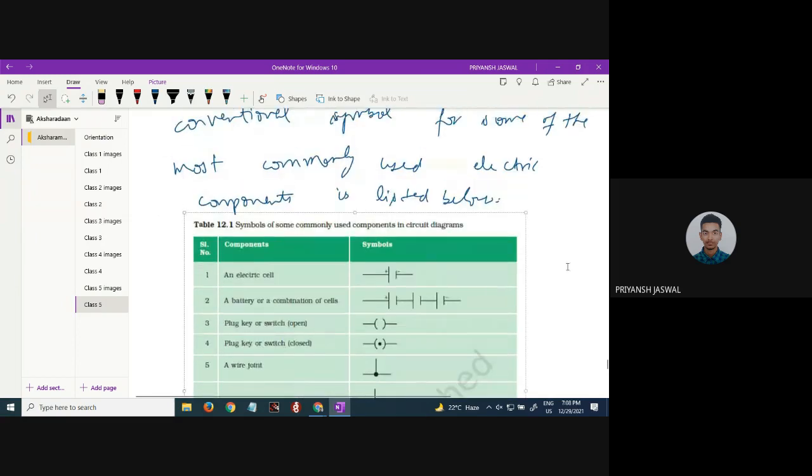This is a list of some most commonly used components. The electric cell is made by two parallel lines. One line is longer than the other. The longer line is the positive terminal of the cell and the shorter is negative, and these two are the connections to the cell.